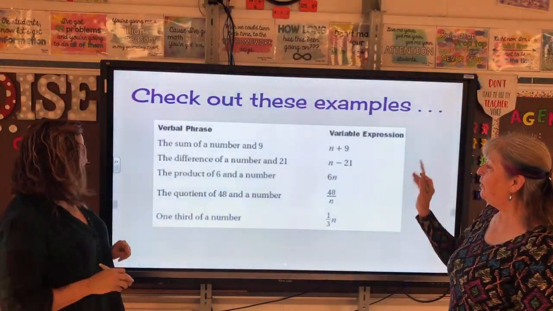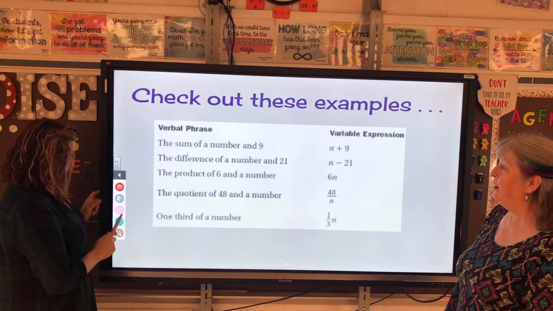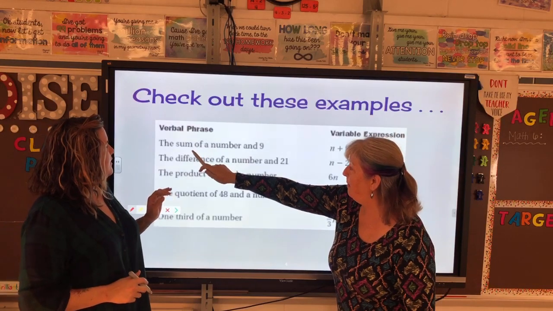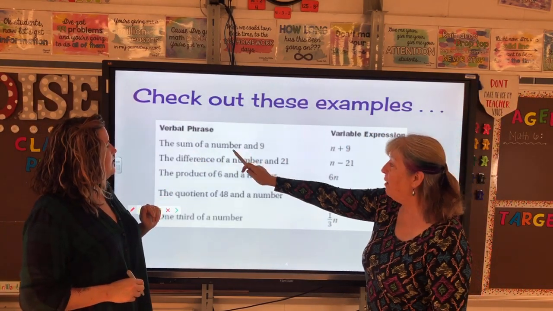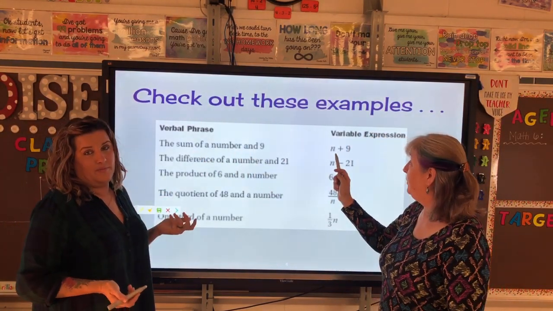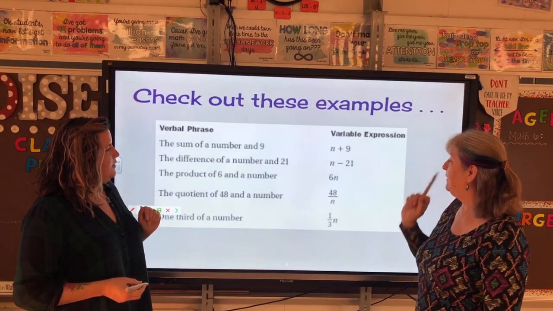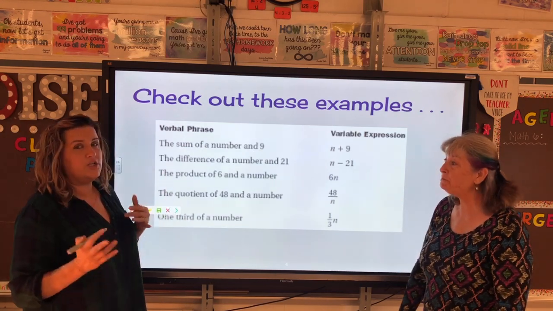I did it. Now these are just a couple of examples you can look at where they have actually taken the words. The sum means to add a number. So we put a variable, any variable, and 9. We're putting those two together to make this expression. Right, so this is what a translation is.